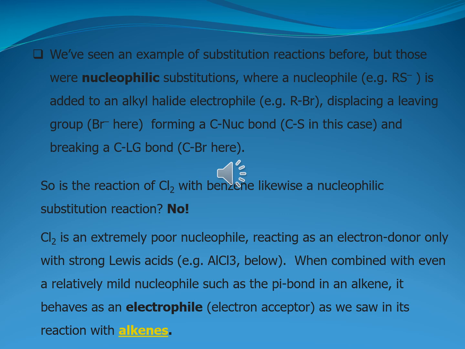So is the reaction of chlorine with benzene like a nucleophilic substitution reaction? No. Chlorine is an extremely poor nucleophile, reacting as an electron donor only with the strong Lewis acids, that is aluminum trichloride, as we see in the next examples. When combined with even a relatively mild nucleophile such as the pi bond in an alkene, it behaves as an electrophile, an electron acceptor, as we saw in its reactions with the alkenes.